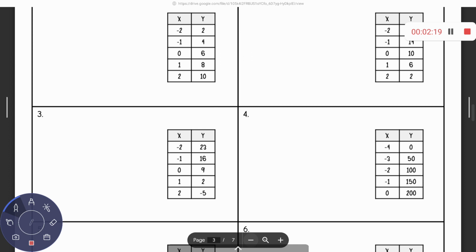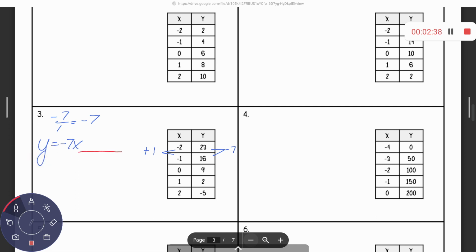So now we're going to do number 3. We're going to find the change of y. So 23 to 16 is minus 7. Negative 2 to negative 1 is plus 1. So that's negative 7 over 1, which is negative 7. So my equation starts off with y equals negative 7x.